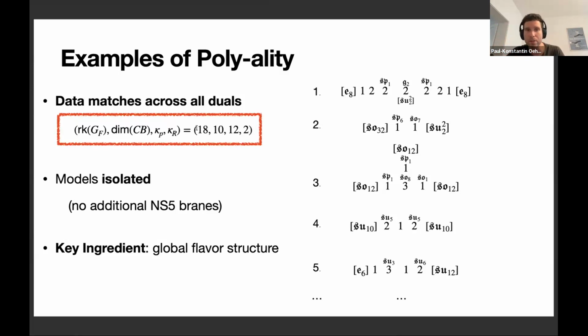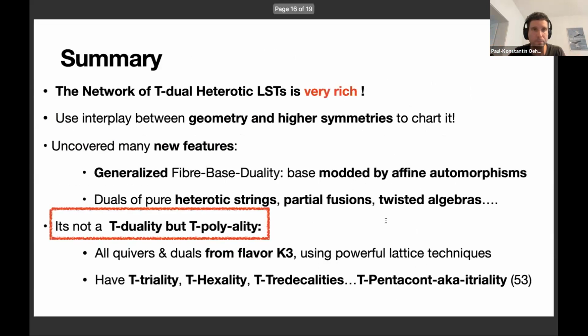And of course, by construction, the rank of the flavor group, the Coulomb branch, and the two groups, they're all matched for all these quivers. So here I was a bit lazy. I just put in the first 5 of the 13 different ones. A big takeaway for all these models is, of course, that they are isolated. So they don't exist in families, but they really are just these isolated different models, and you don't have such huge dualities for any number of NS5 branes.